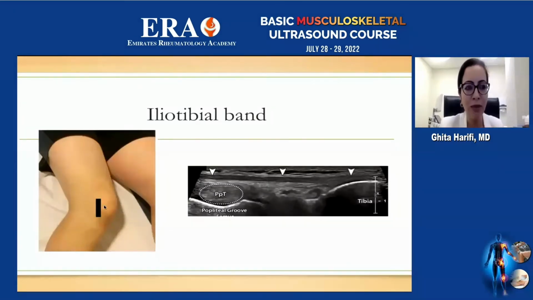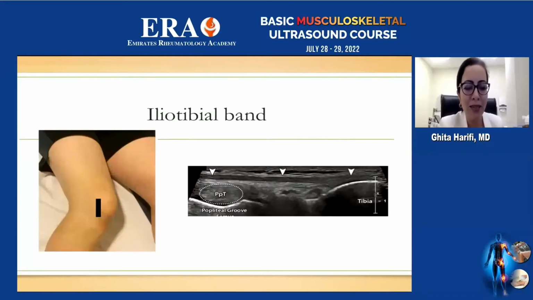The iliotibial band is the first large fibrillar structure that you identify after sweeping the transducer laterally from the patellar tendon. So you get to the patellar tendon, you sweep laterally, and the first thing that you start seeing lateral to the patellar tendon will be the iliotibial band. This is a longitudinal view of the iliotibial band, and you can appreciate the popliteal groove containing the popliteus muscle.